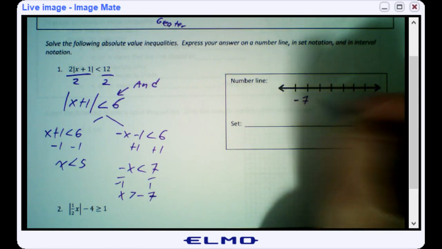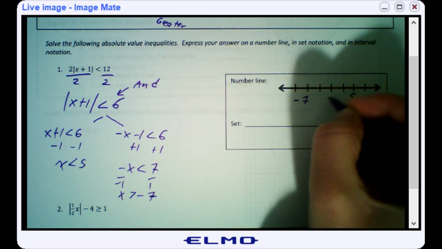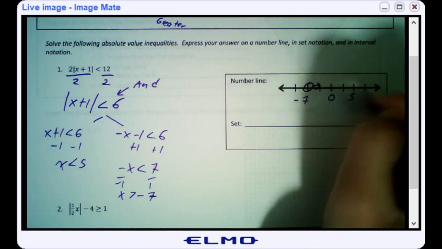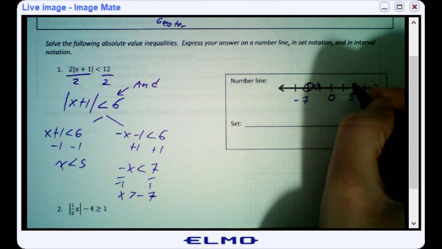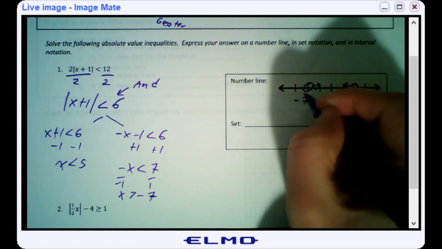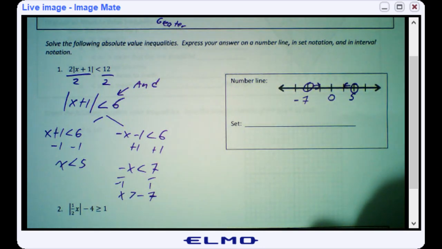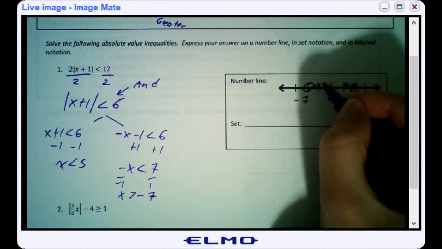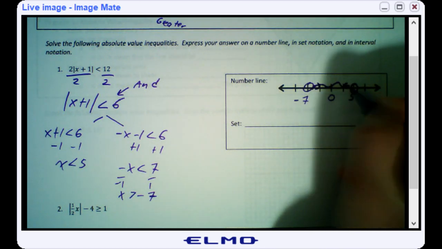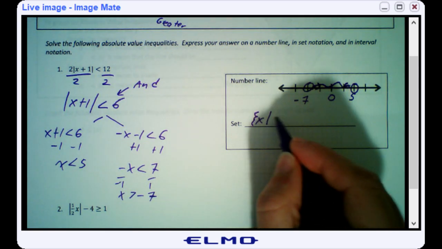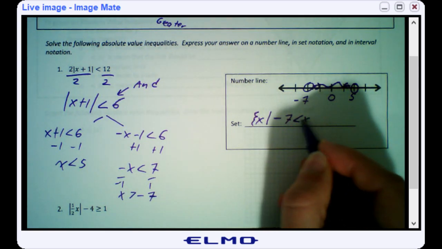So we have negative 7, we have 5, 0 somewhere in the middle. X is greater than negative 7, so it's going right. X is less than 5, it's going left. They are open circles, just like in the compound inequalities, because I'm getting super close to them but not equaling them. And it's going to be everything in between. That's where they overlap. My set, x such that negative 7 is less than x less than 5.